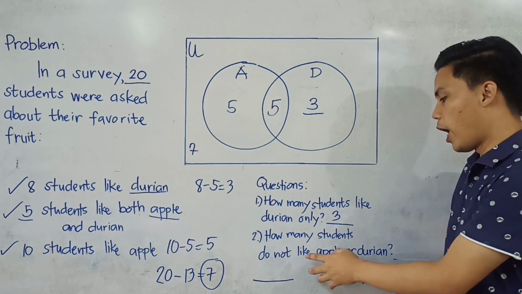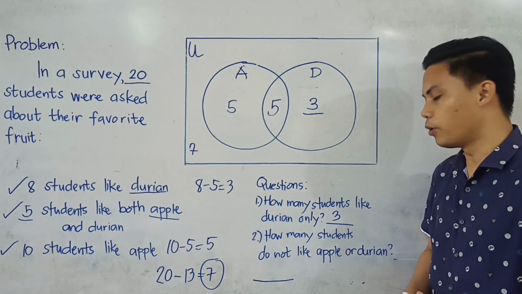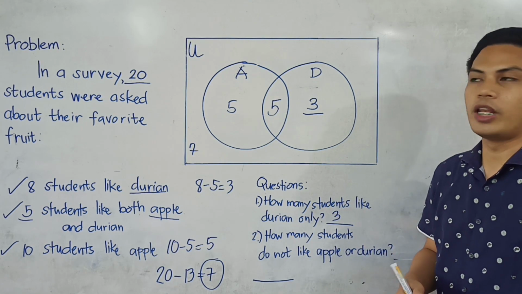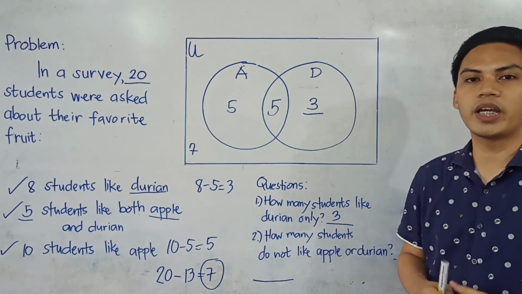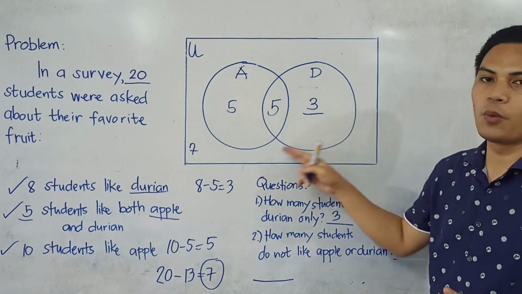Next question. How many students do not like apple or durian? So ilang students hindi niya gusto yung apple at the same time hindi rin niya gusto yung durian. So makikita natin yan sa labas ng dalawang circles.